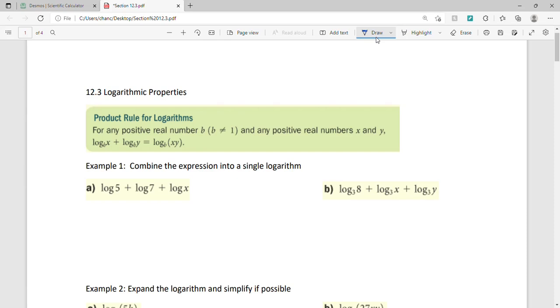Let's look at section 12.3, logarithmic properties. The first property we'll look at today is called the product rule for logarithms.